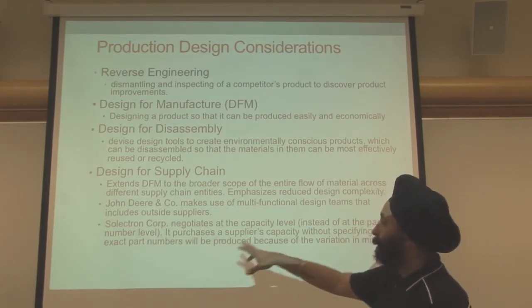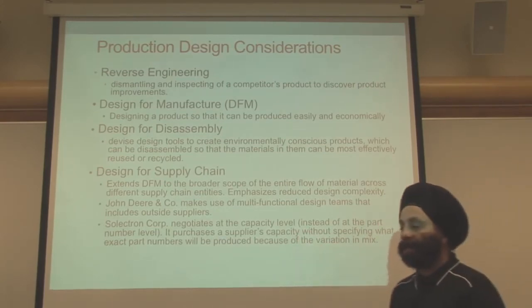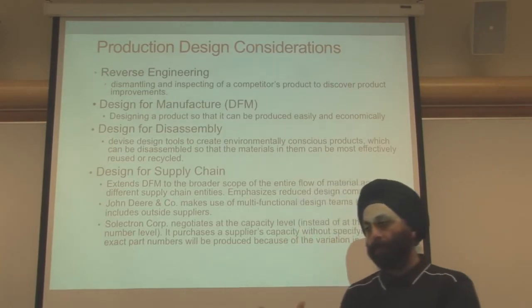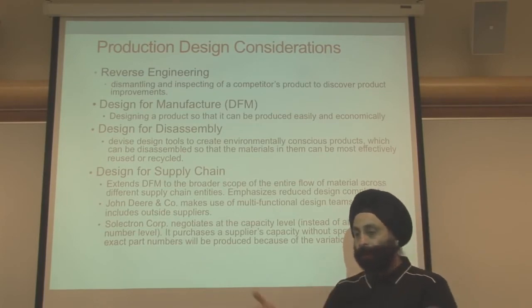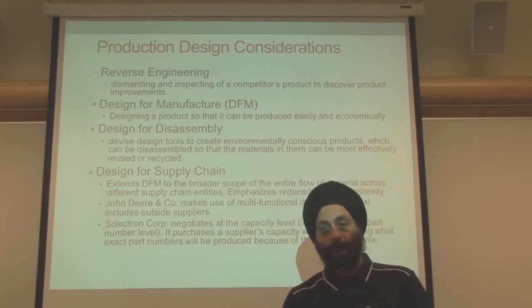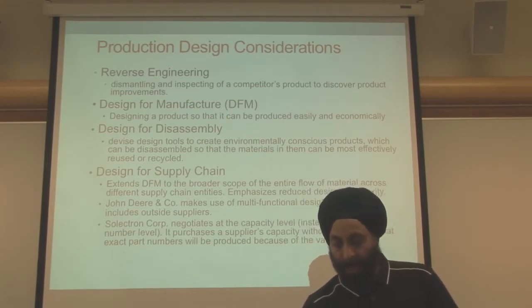So Solectron negotiates capacity level. So in this case, supplier capacity is actually negotiated. They don't really tell them what will be produced, but maybe 80% of the capacity of next year is what Solectron may desire and contract them out for.